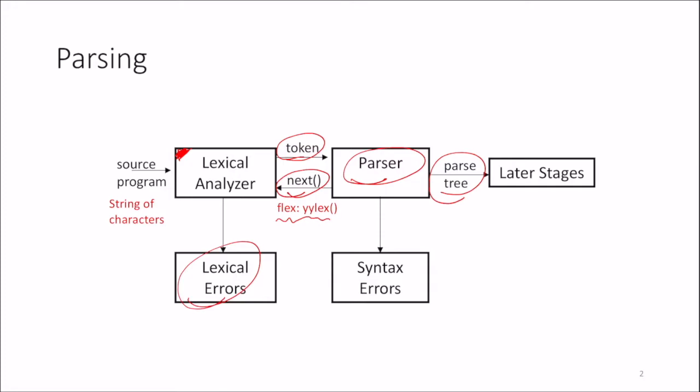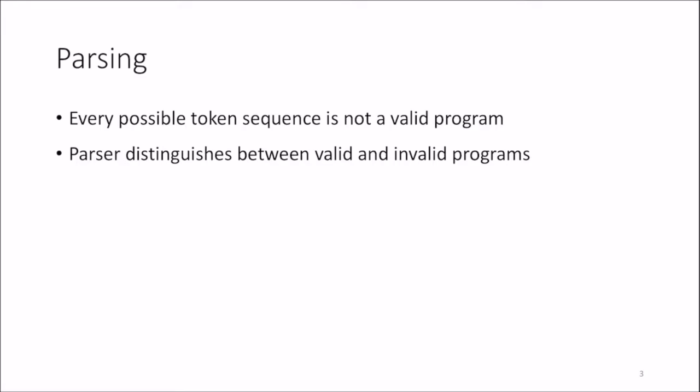The lexical analyzer is responsible for producing all the lexical errors, and the parser is responsible for highlighting the syntax errors, if any, in the program. So the parser's job is not to allow any invalid program through to the code generation part. It should only produce code for a valid program for that programming language. So one of the jobs of the parser is to figure out whether the program is valid or not. If you look at every possible sequence of tokens, not every possible sequence is valid. So the parser's job is to distinguish between valid and invalid programs.